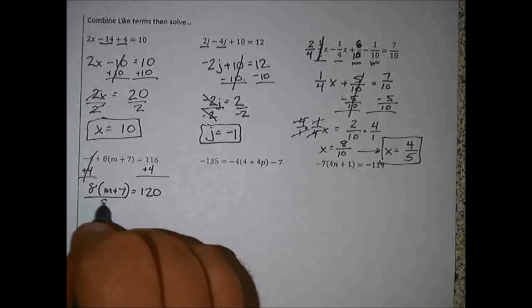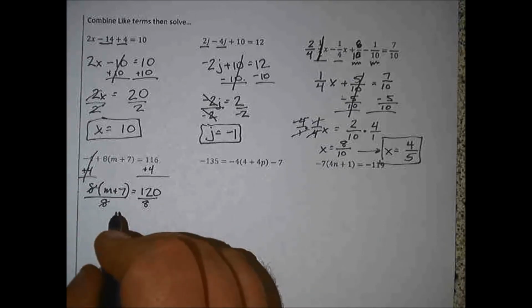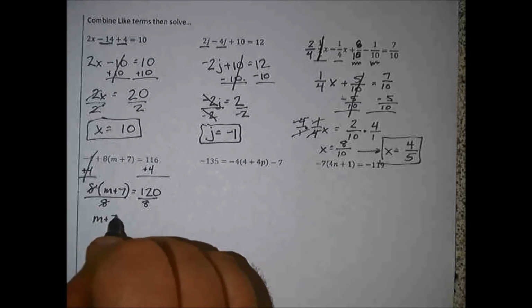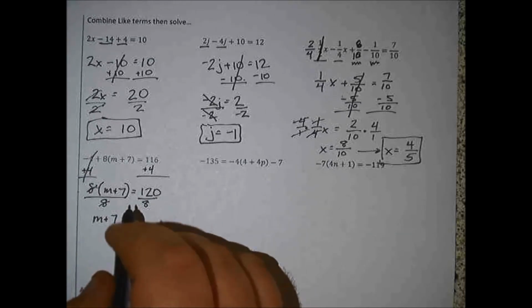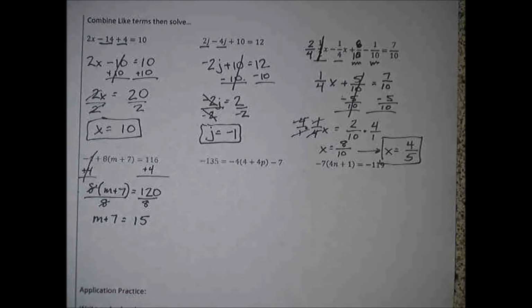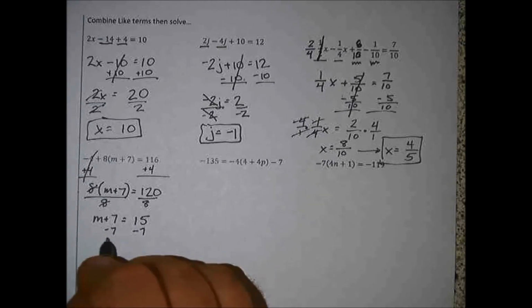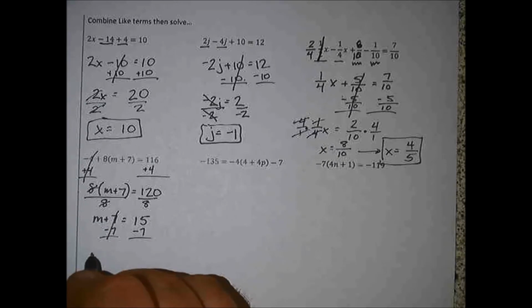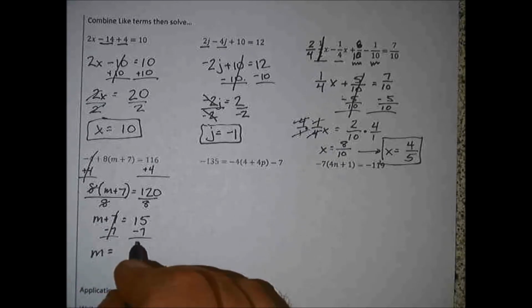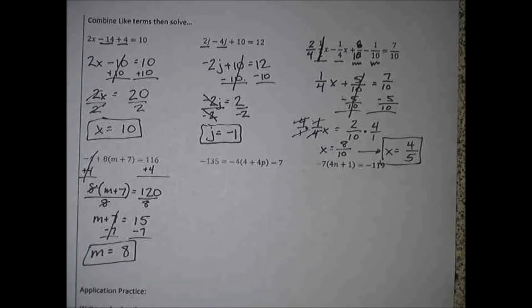I'm going to divide by 8 to get rid of that 8. Okay, and I have m plus 7 equals 120 divided by 8. Whew, thank goodness that works out to a nice even 15. Kind of an odd 15, but whatever. Subtract 7 to get that m by itself. Cross those out. M equals 15 minus 7 is 8. Okay, not too bad of a problem, right?